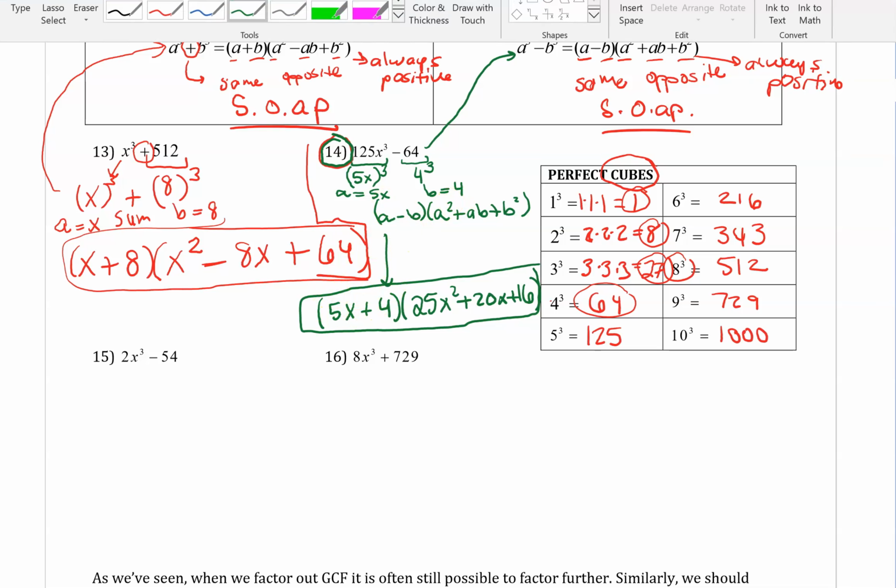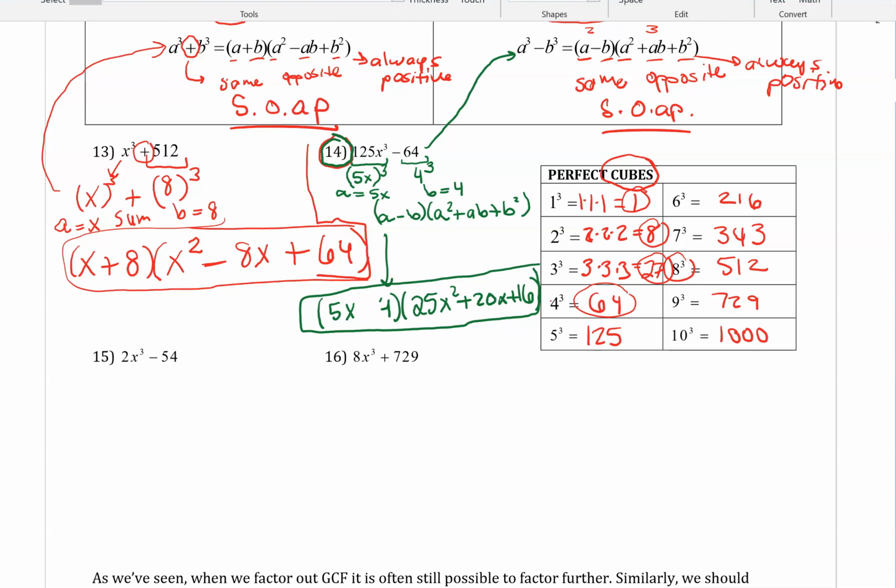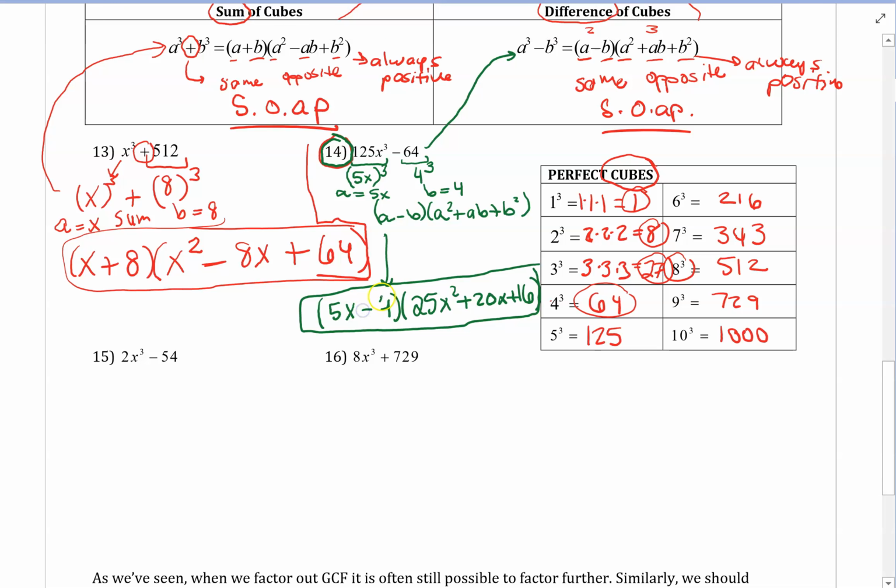Whoops, I just noticed I made a mistake. The first term should be 5x minus 4 because it should be the same sign as this. So 5x minus 4 for the first term, the a minus b, and then I have to square a, so I have to square 5x, which is 25x squared. I have to multiply a and b together, so 5x times 4 would be 20x. And then I have to square b, which is 4 squared, which is 16. So this should be your final answer here.